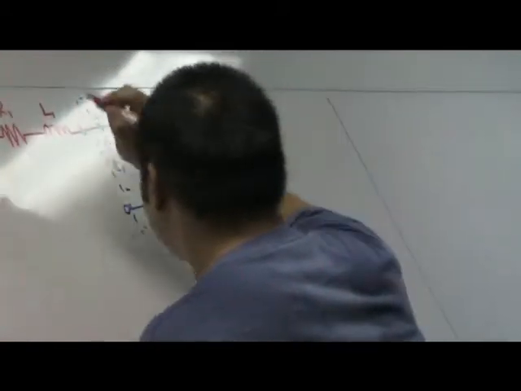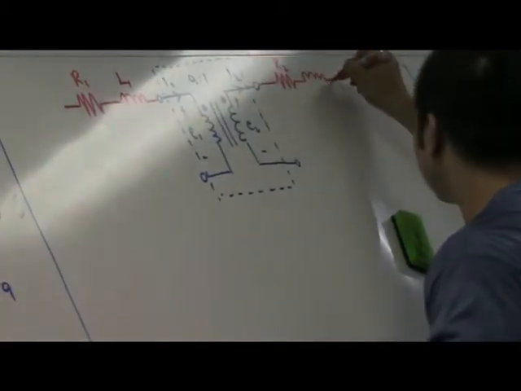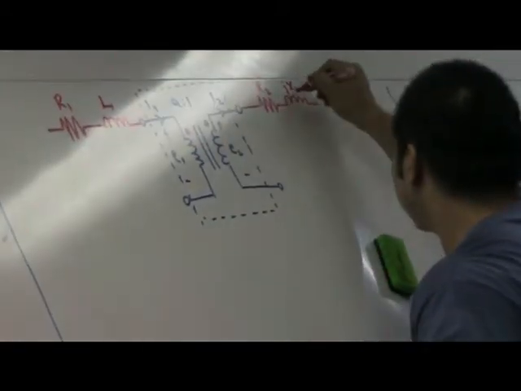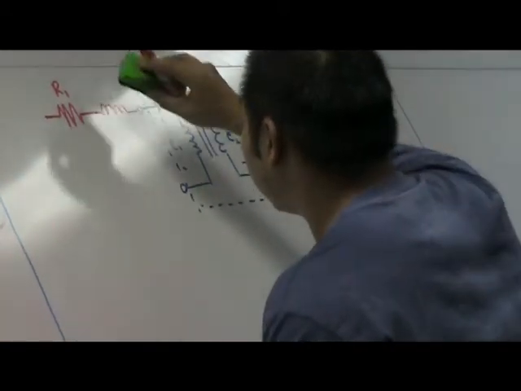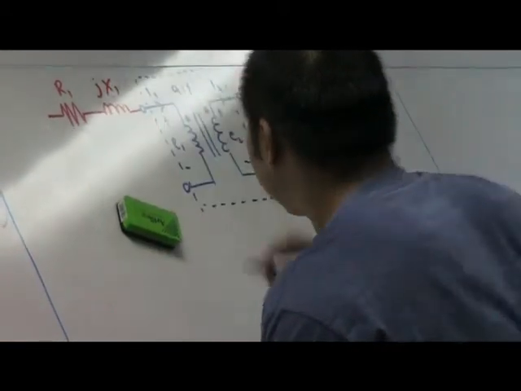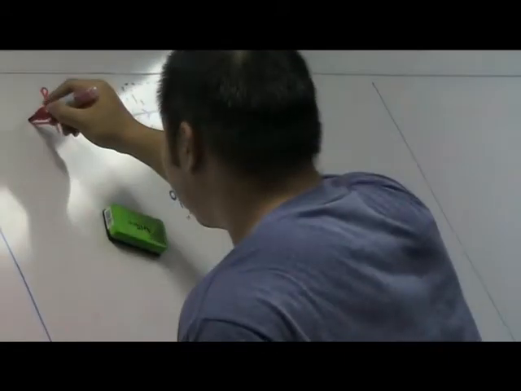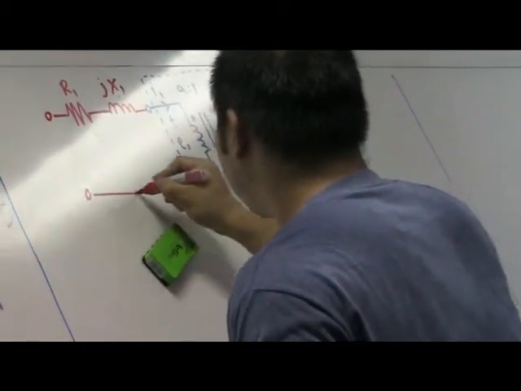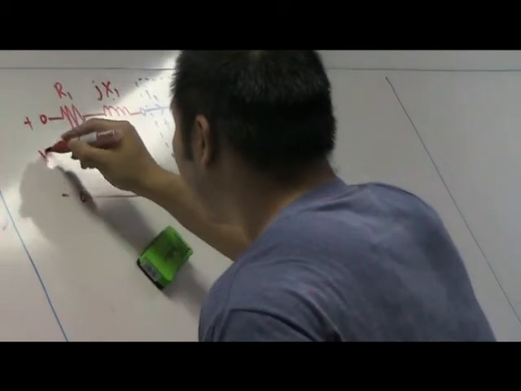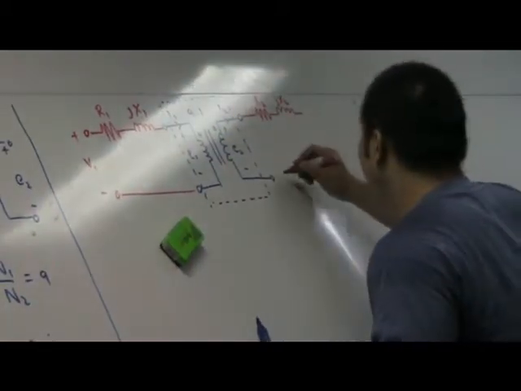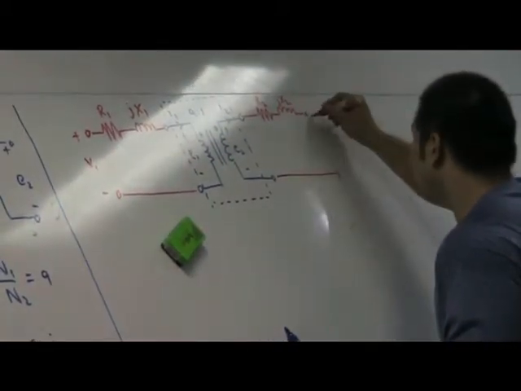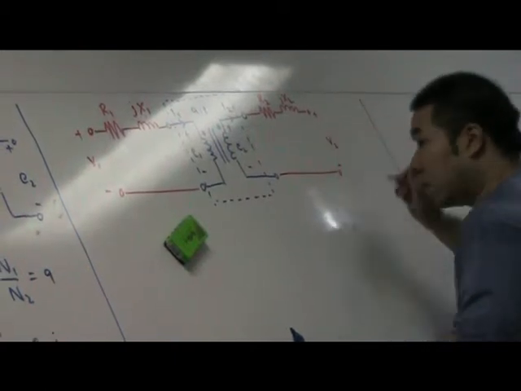Now the leakage flux is modeled as an inductor, L1, I think, right, jX1 and jX2. Better, because it's AC.